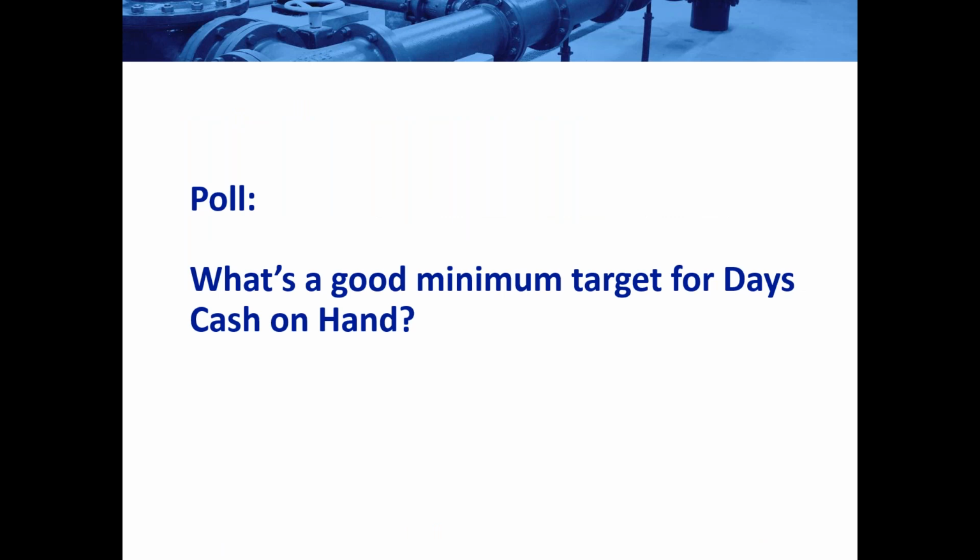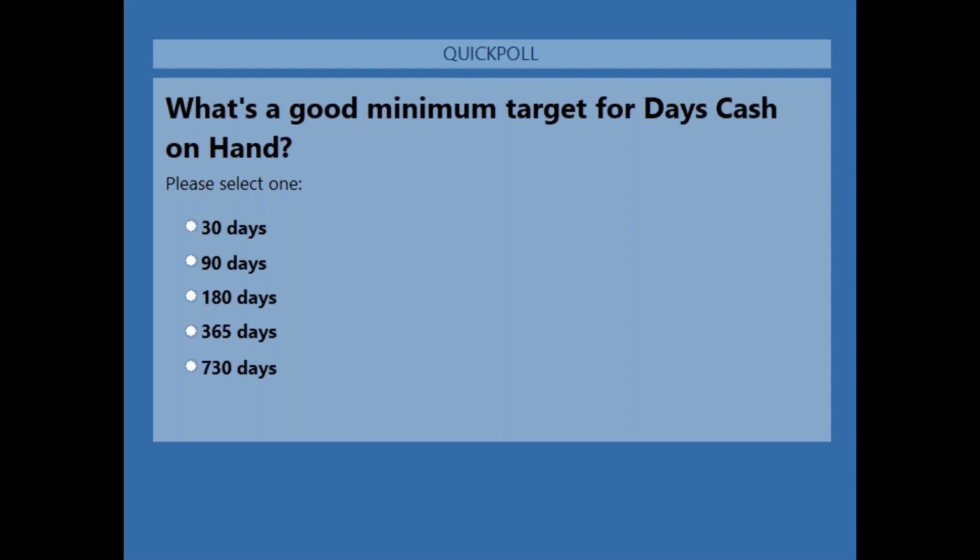For this one, I'm gonna actually ask the poll. I'd like to know, in general, what would be a good target for you? Or what is a good minimum target for days cash on hand? Do you want to have enough cash available at all times that you can pay for 30 days of operations and maintenance without any incoming cash? Or do you want to have a minimum of 2 years worth of savings in your fund balance? So what is a good minimum target here?